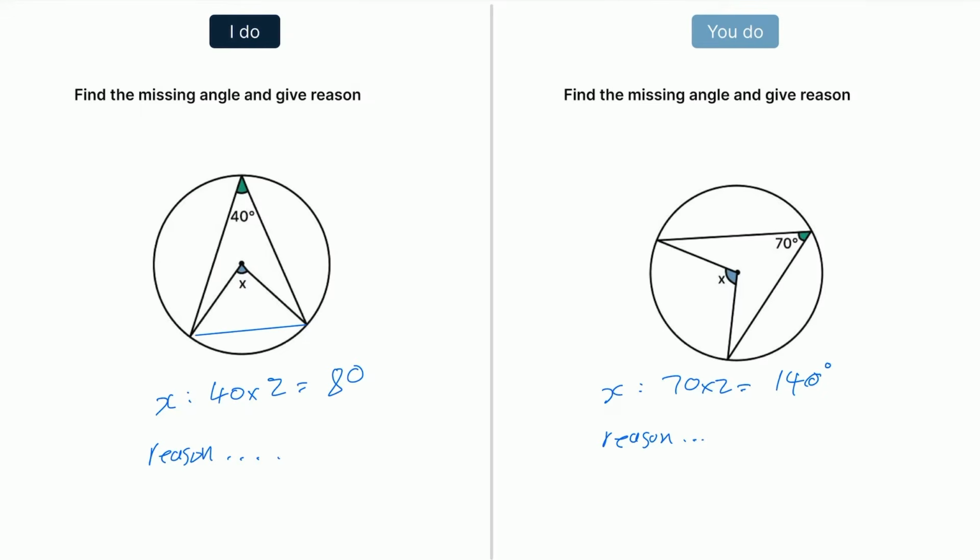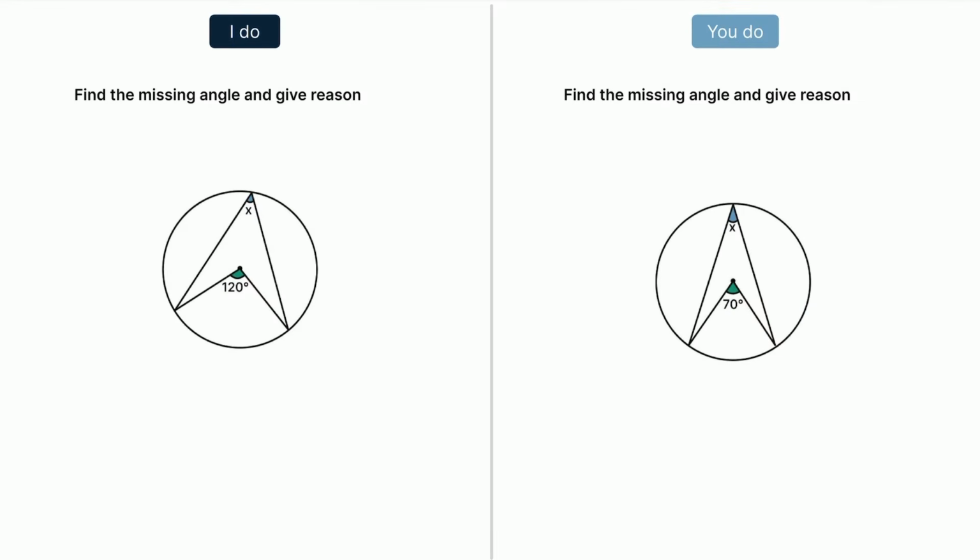That's 140. Moving on, so this is just the opposite. So now we've got the angle at the circumference, so we're just halving it. And then again, you've got the angle at the circumference, it's 70 divided by 2. You should show your working out like that. And please remember, state your reason, because angle at the center is twice the angle at the circumference, subtended from the same chord.